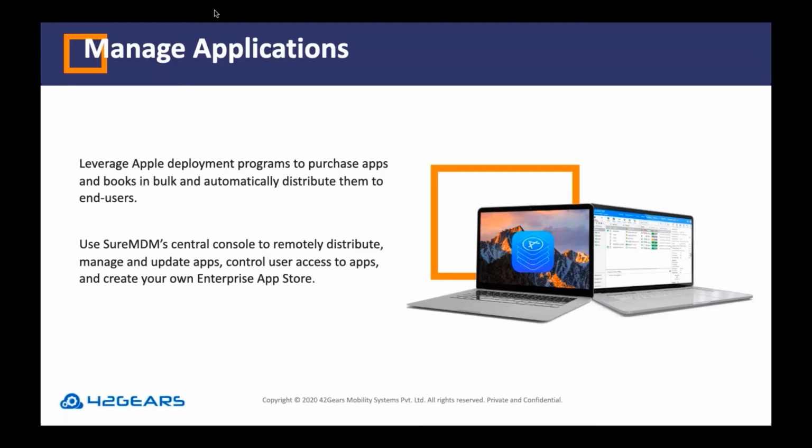After distributing the apps on all enrolled Macs, you can monitor the installed application, create custom reports to monitor app status and app versions. You can also restrict user access to only certain apps on macOS devices. It is even possible to customize, compile, and deploy in-house apps with 42 Gears Enterprise App Store. Let me quickly show a demo of this to you.